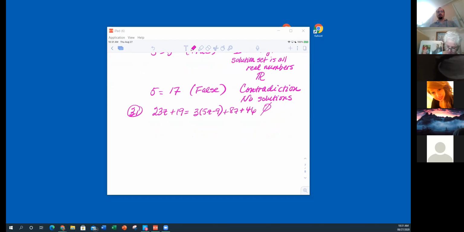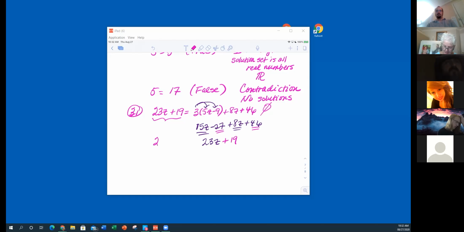Plus, this is pretty ugly. This side's already simplified, so I don't need to worry about it. So I'm just going to simplify the other side. I'm going to distribute the 3. And then I'm going to combine 15z and 8z. And negative 26, negative 27, and 46 is what? Positive 21? No, positive 19. Is that right? Yeah. Okay, so I simplified this side.